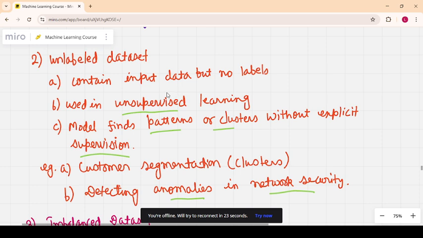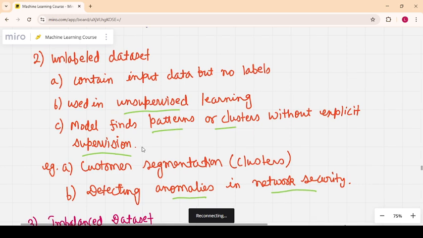This term I also use when I am discussing unsupervised machine learning, where they don't have labels like we have in supervised machine learning and the labeled data set. So they only have input data. They try to find out the pattern which is present in the data set. They try to find out the structure present in the data set, without explicit supervision, as happens in the labeled data set.